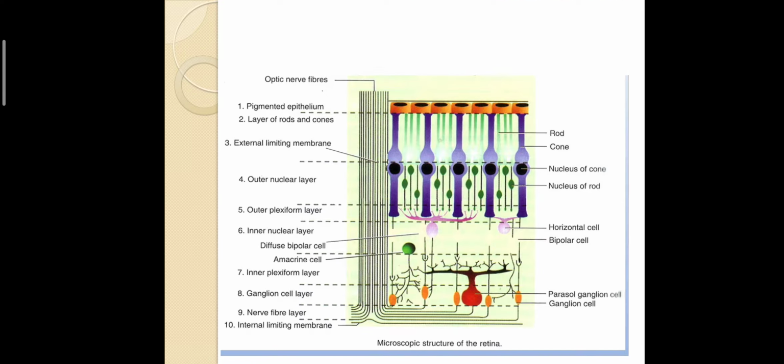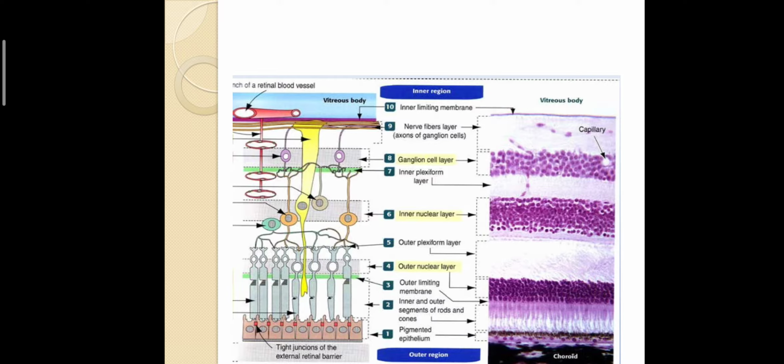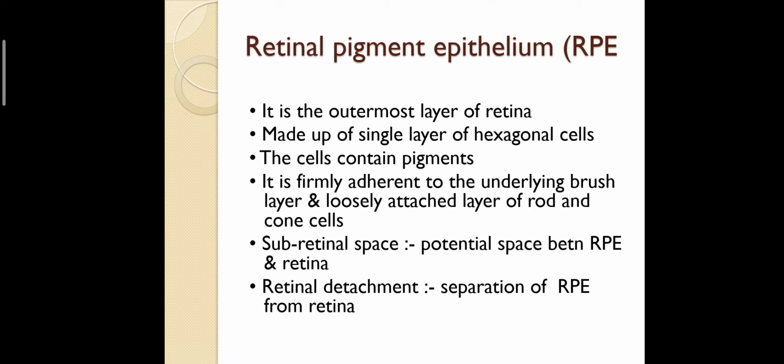This is another picture given in Kanski, depicting the layers of the retina. Similarly, here you can see a histopathology picture of the multiple layers in the retina. Coming to the outermost layer, the retinal pigment epithelium: it is made up of a layer of hexagonal cells that contain pigments. You need to remember it is firmly adherent to the underlying Bruch membrane. Bruch's layer is a layer of the choroid, whereas the RPE is loosely attached to the layer of rods and cones, which is a part of the retina.